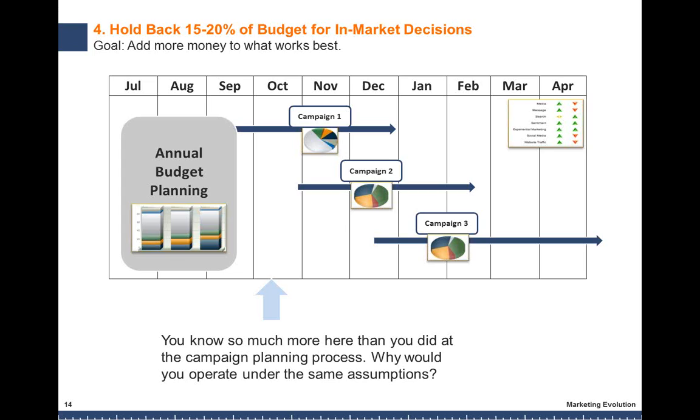The difference between a media vehicle or target that's working really efficiently can be 200 or 300% higher than one that's not working efficiently. So we have found that best-in-class marketers are withholding about 20% of their budget for those in-market decisions.